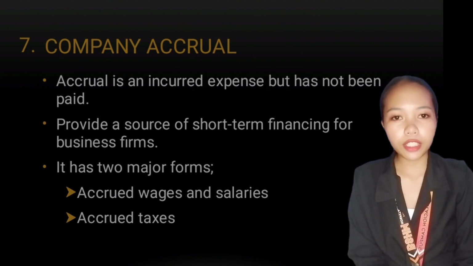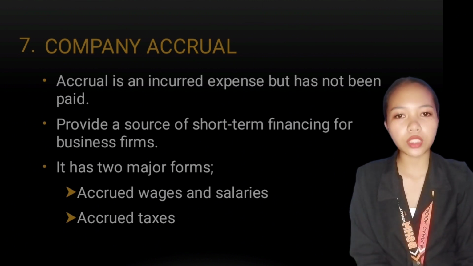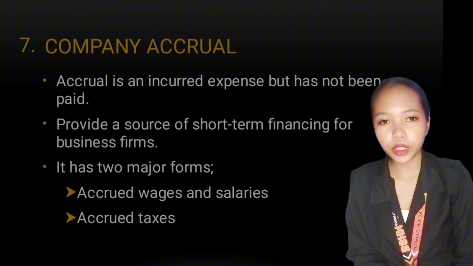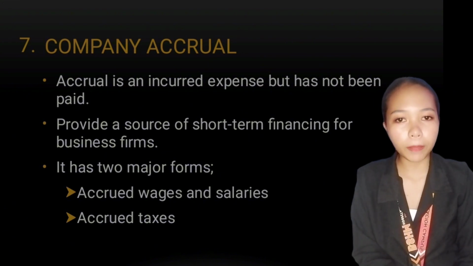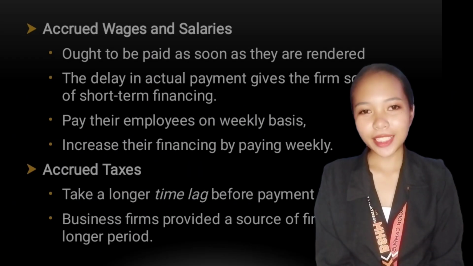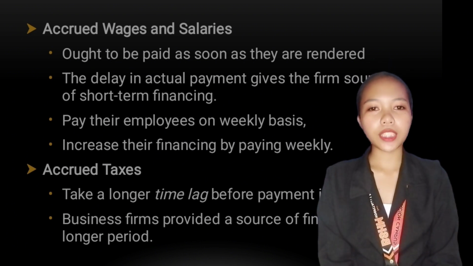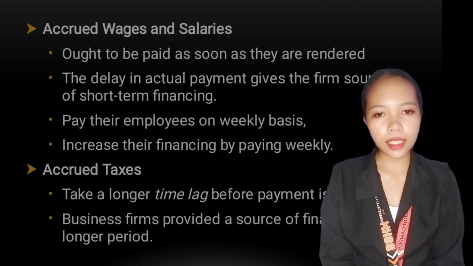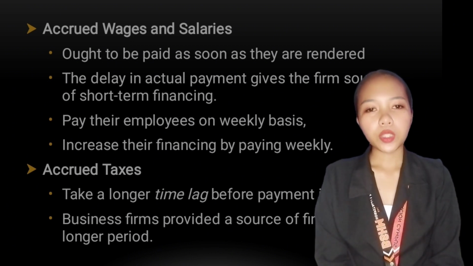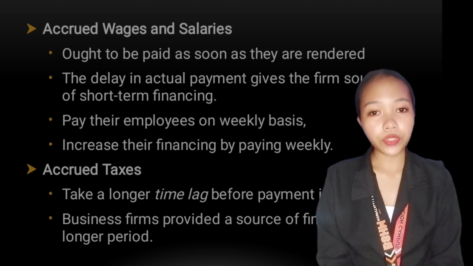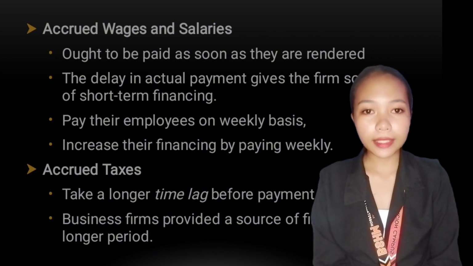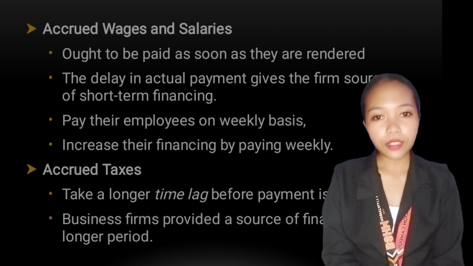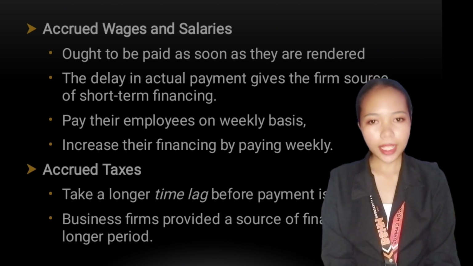It is the accumulated amount of salaries, wages, and other compensation your employees have earned during a pay period but which still need to be paid out to them. It has two major forms. First is the accrued wages and salaries. Second is the accrued taxes. Accrued wages and salaries refer to the amount of liability remaining at the end of the reporting period for salaries that have been earned by employees.